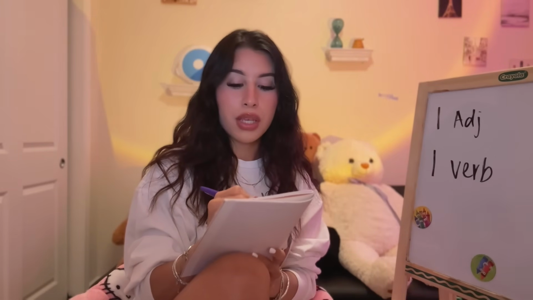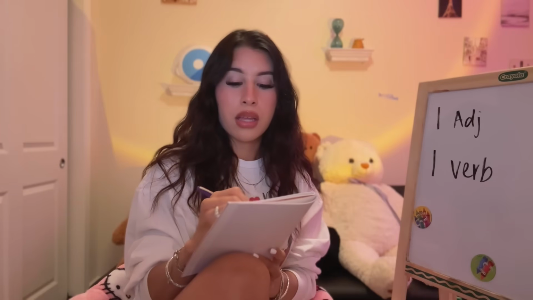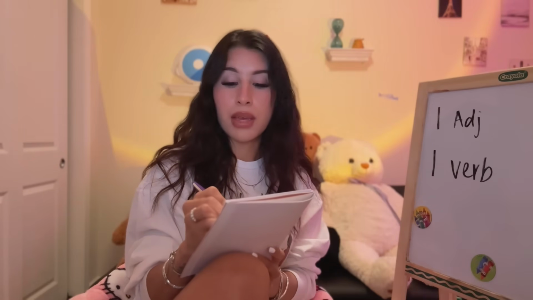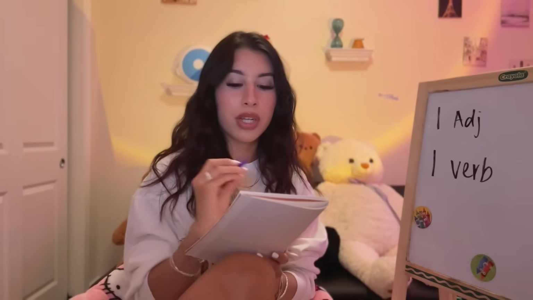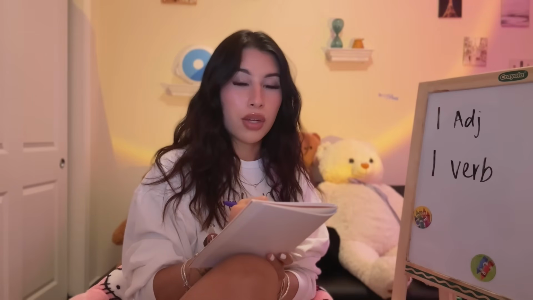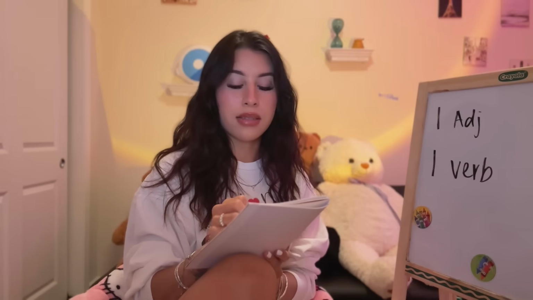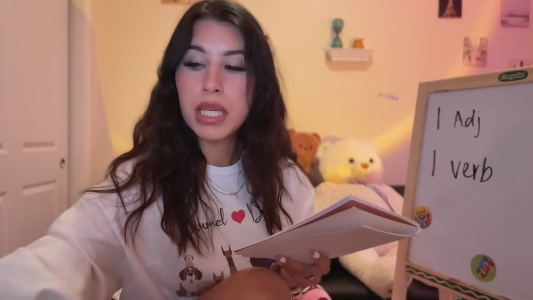Mi rodilla es morada porque me pegué. Okay, so your knee is purple because you hit yourself. So you're describing that it's purple, and also telling us why. Good job. Very descriptive. And now your verb sentence. Buen trabajo. Tu rodilla se dobla cuando haces ejercicio. Good job. Very good job. It's coming easier to you.